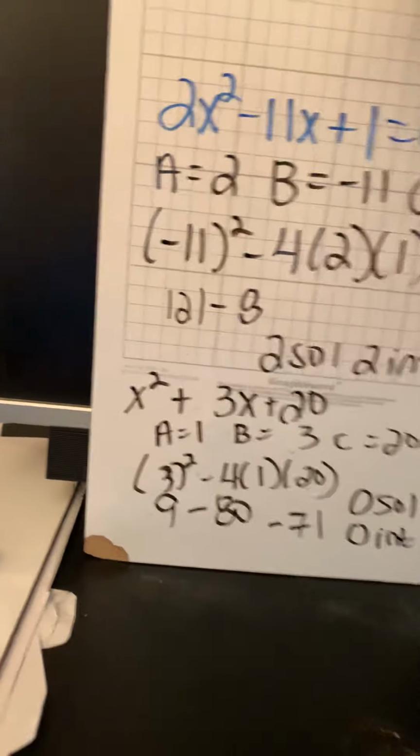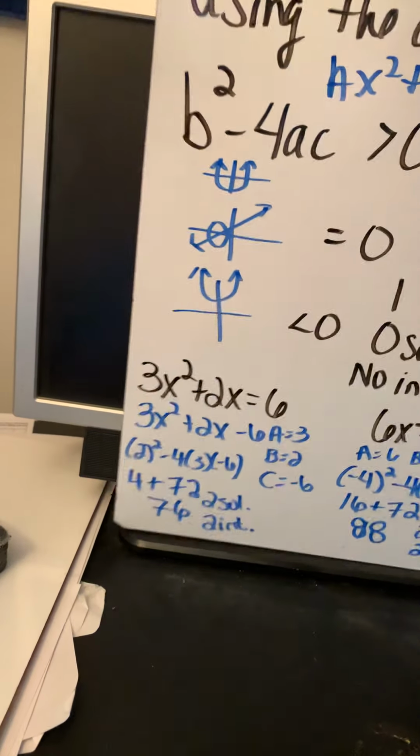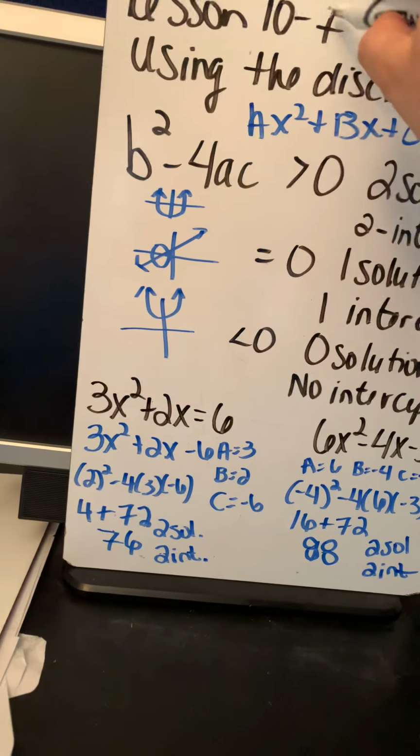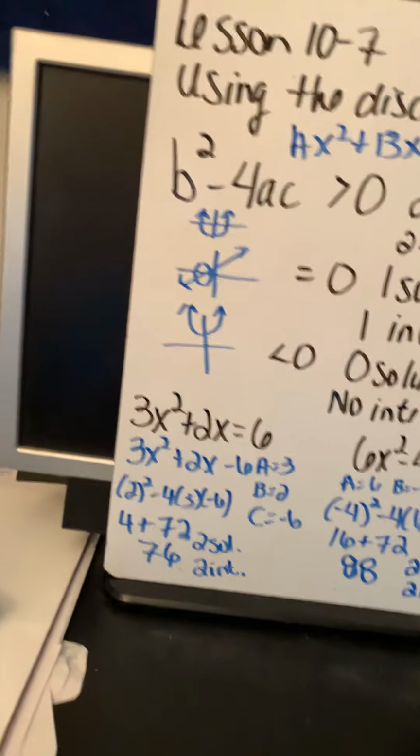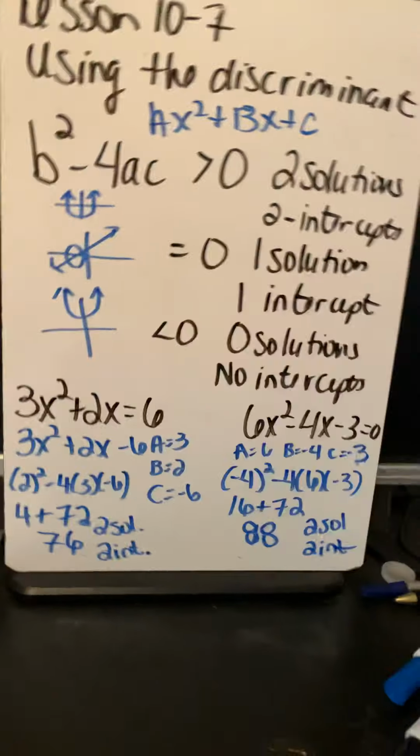So there's a couple of different examples. Don't make it difficult. It's pretty simple. It's not a bad assignment at all, and I don't have very many problems for you. So there it is: the discriminant to tell how many solutions an equation has.